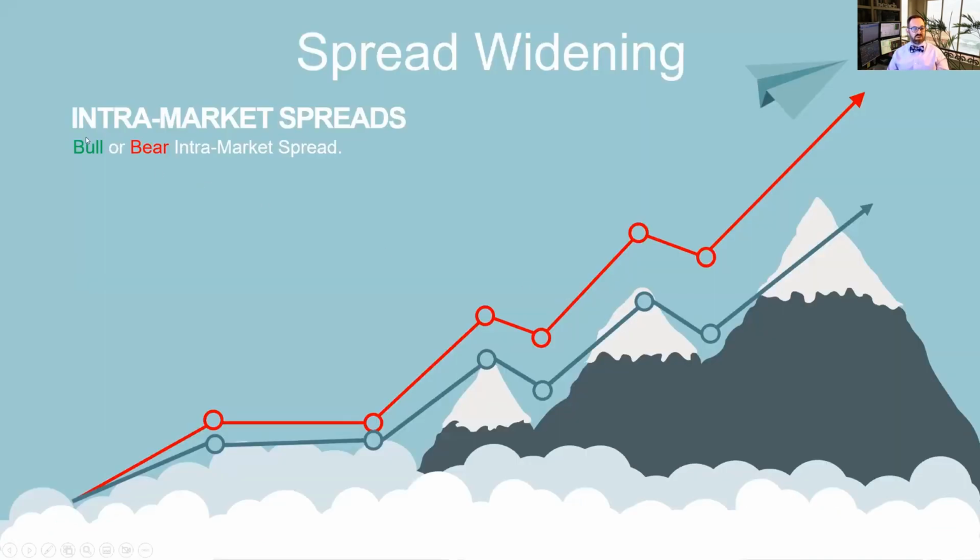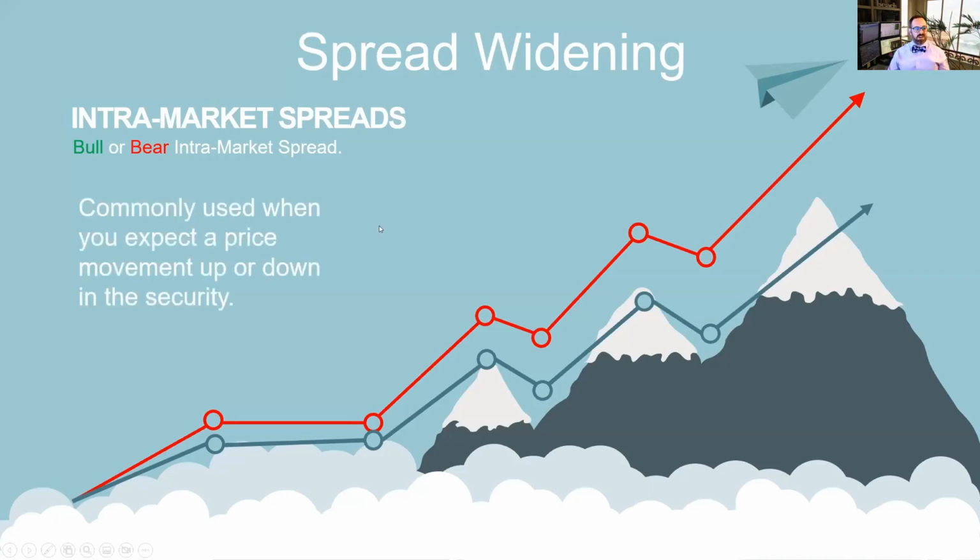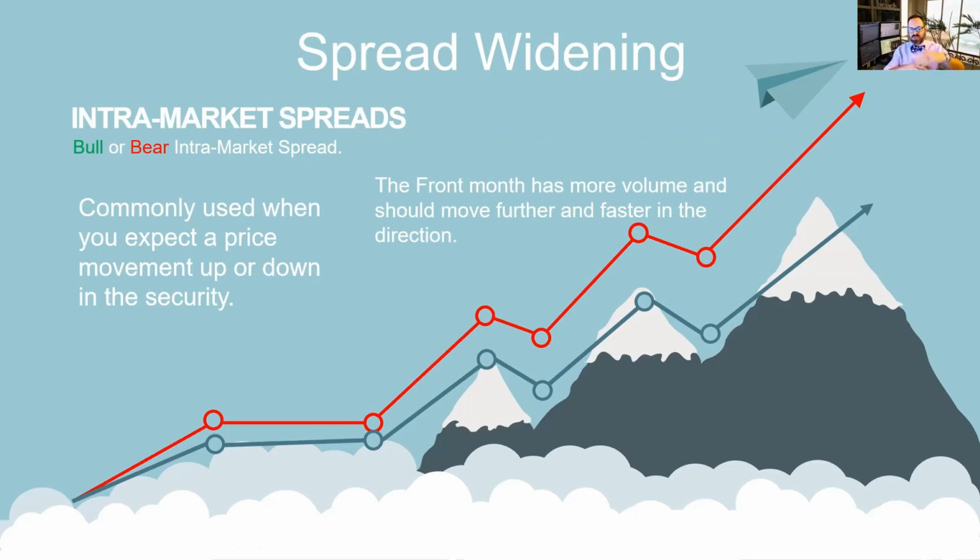When it comes to intra-market spreads, again, we have either a bull spread or a bear spread. It's commonly used when you expect the price to either go up or down in a security. So we're using this instead of going long or short on the security. Why? Again, we have more volume on that front month. And because you're trading both long and short, you're taking the directional move out of it. You're simply trading that kind of accordion movement of the price of the two contracts. So if they both go up or both go down, it doesn't matter. You're directionally neutral.